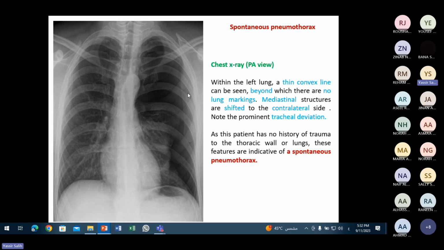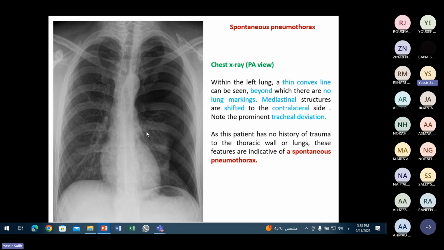You notice that this is all air. You will find the area is smooth and hyperlucent, with absence of lung marking. How do we know? Because there are no blood vessels. Blood vessels are present here, but here there are no blood vessels. If you compare with the normal side, blood vessels are present everywhere, but here there are none. So there is hyperlucency with absence of lung marking.